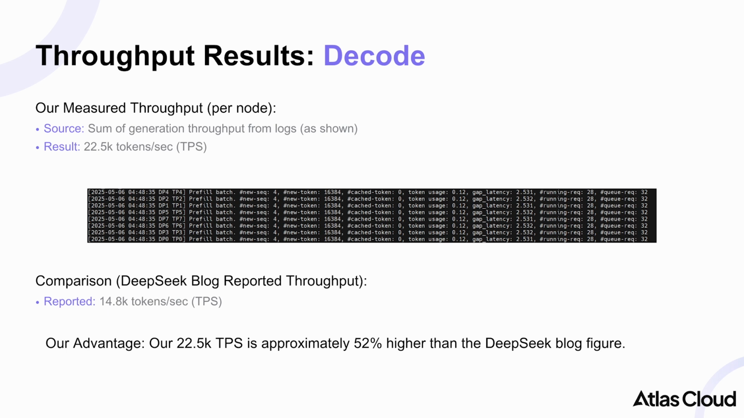Decode throughput results. Shifting focus to the decode stage, our cluster delivers impressive performance. We've measured decode throughput at 22.5 thousand tokens per node, based on aggregated data from our system logs. This highlights our platform's efficiency not just during prefill and communication, but also during the high-speed, latency-sensitive decode phase. To provide context, the DeepSeek blog reported a decode throughput of 14.8 thousand tokens per second per node. Our result of 22.5 thousand tokens per second per node represents a 52% advantage over their published figure.